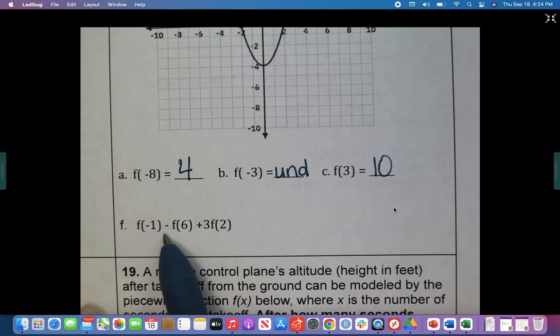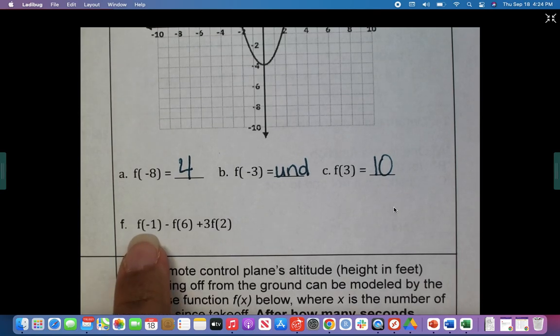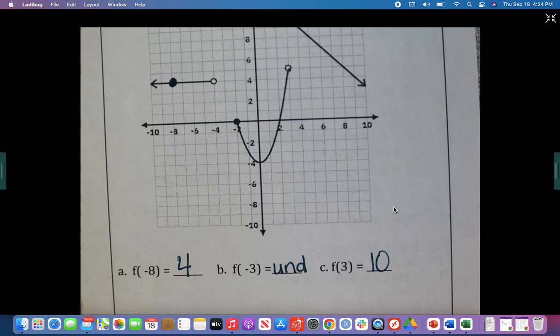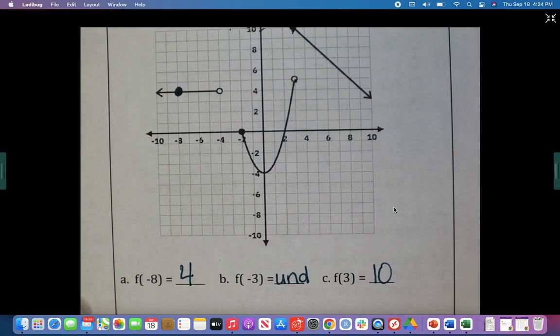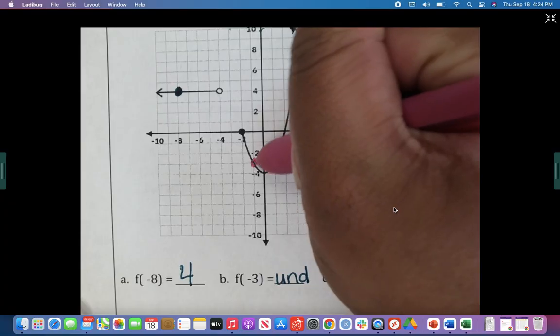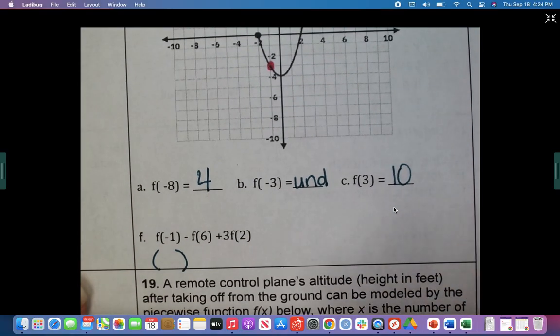All right, and then we've got this one right here, which is a multi-step one. So I've got 3 different things I need to evaluate, and then I'm going to simplify that expression when I'm done. So F of negative 1, I need to figure out what that is. So that is that point right there. So that Y value is negative 3. So negative 3 goes right there.